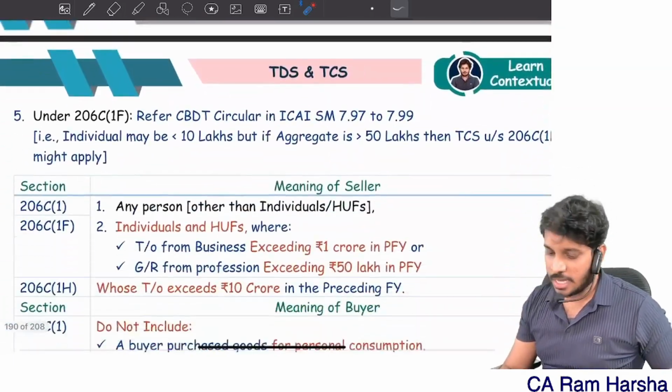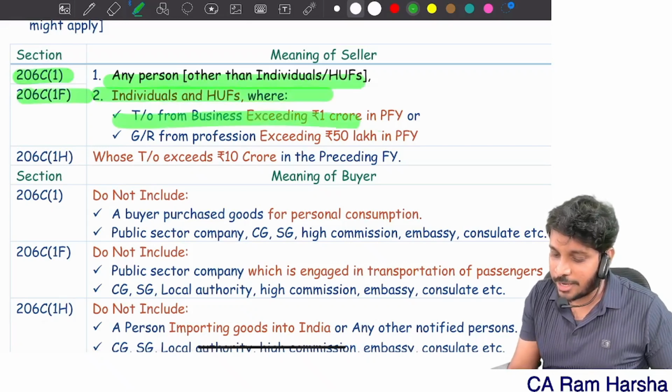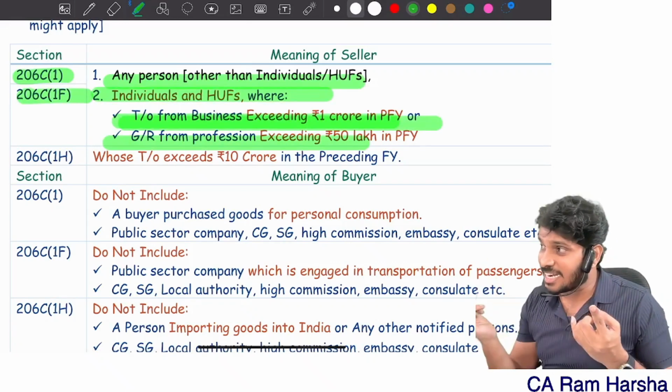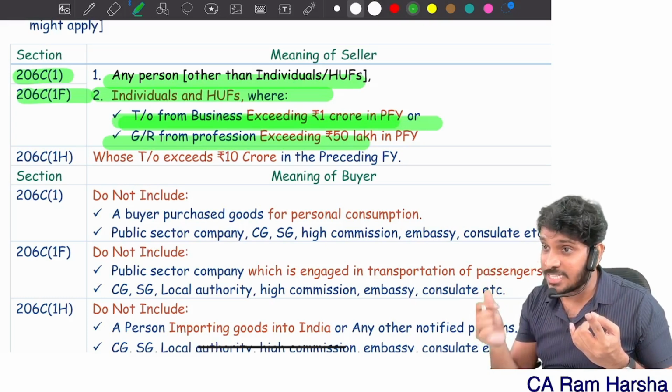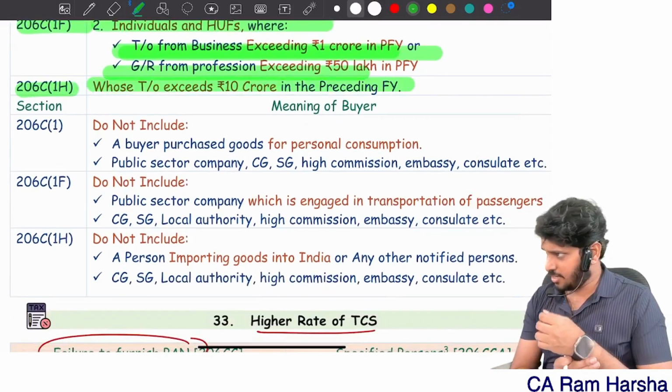Easy or not? Then who is a seller? From the sub-section 1, 1F point of view, same. I told you, remember, for 8 sections, the seller definition, the person who has to collect TCS, the person who has to deduct TDS is the same. 1H, turnover must exceed 10 crore.